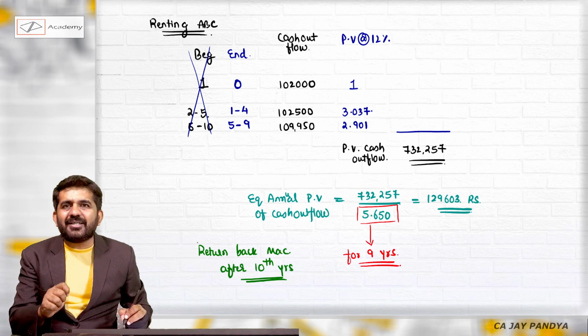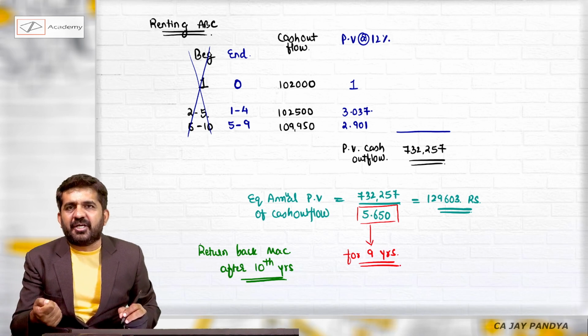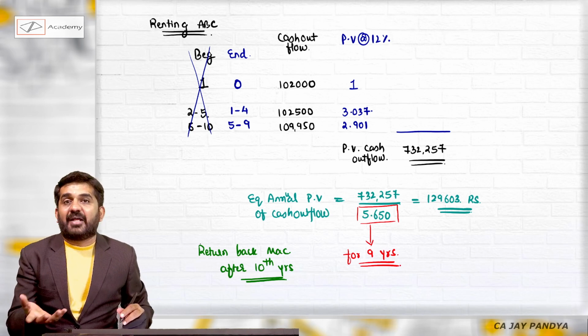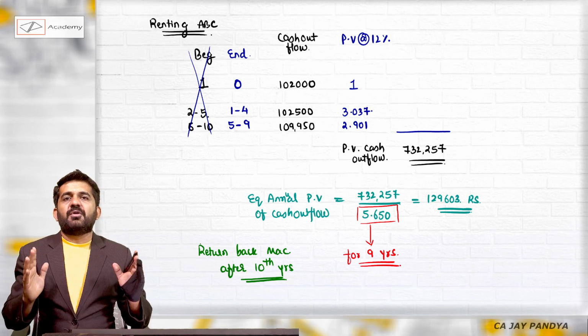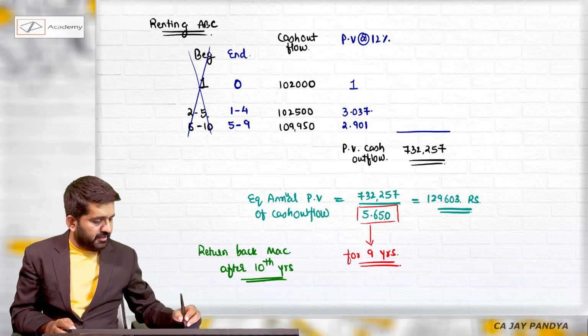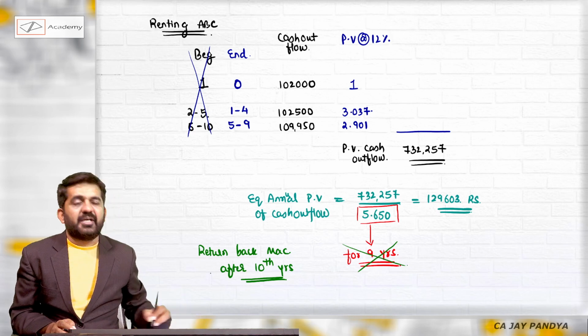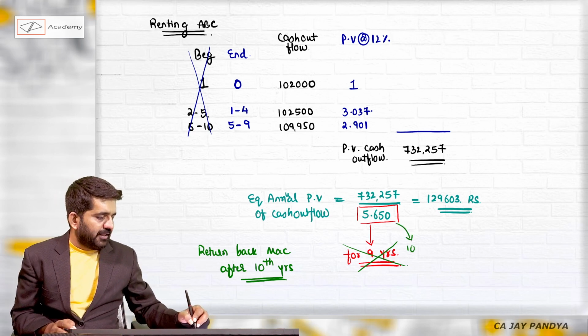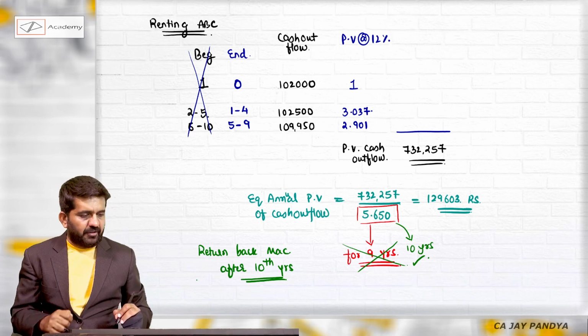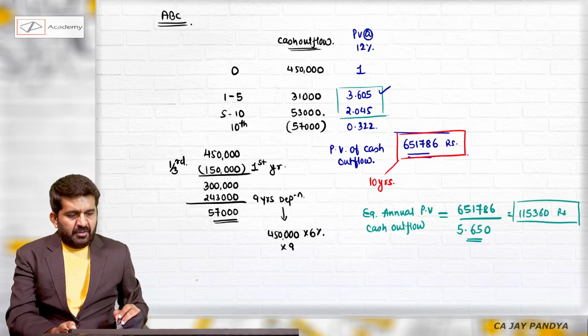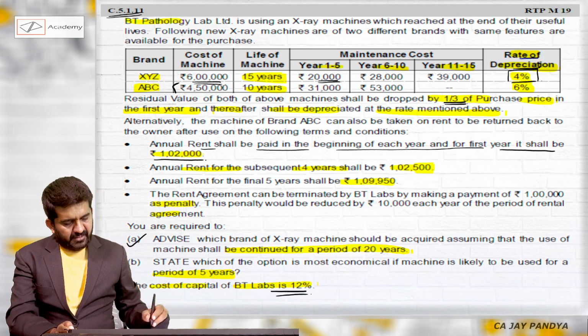So what is the use of the machinery? Yes, there is no cash outflow at the end of 10th year, but the machinery will be fully used for 10 years. This factor cannot be taken for 9 years. This factor should be taken for 10 years. So we have taken the factor for 10 years. Let us go to second question.